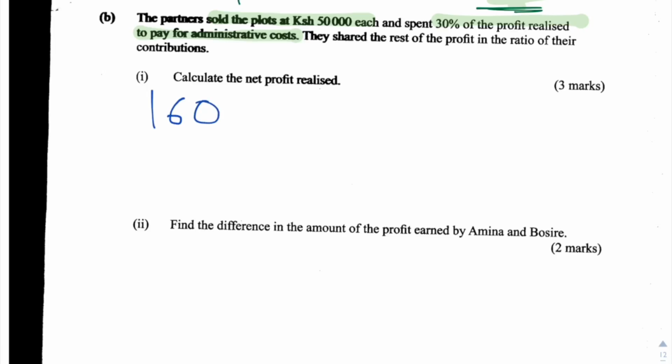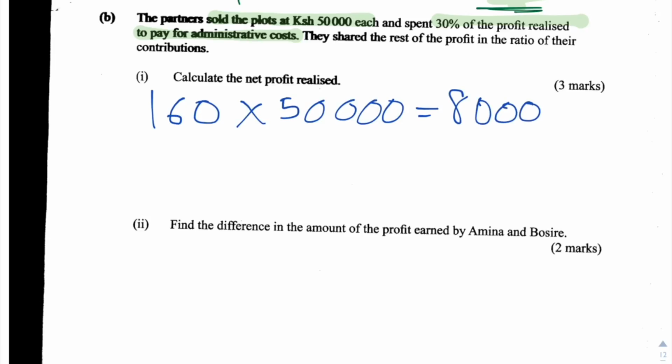160. And to find out the profit that they achieved after selling each of the plots before paying the administrative costs, that's 160 times 50,000 shillings. We can quickly put that into our calculators. So that's 160 times 50,000, which is the cost they sold each plot for. And we get for that 8 million shillings. So 8 and 6 zeros.